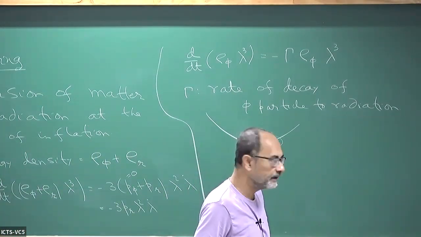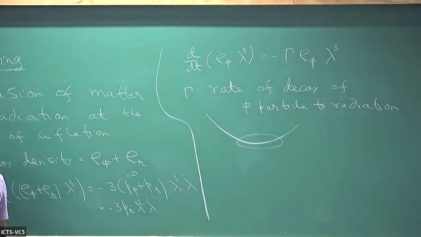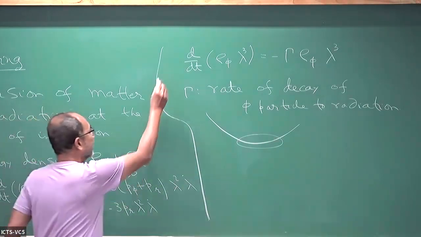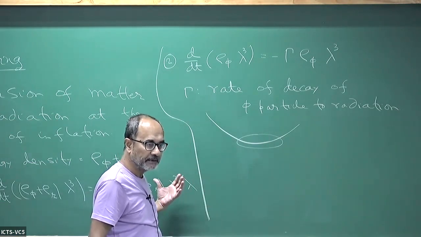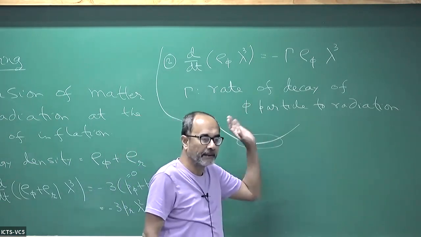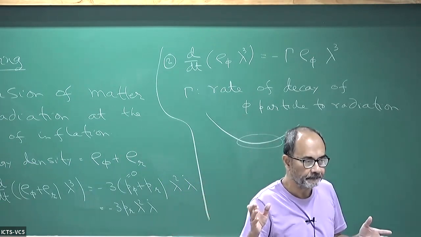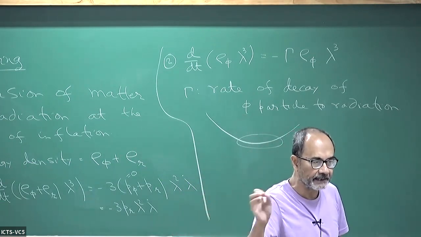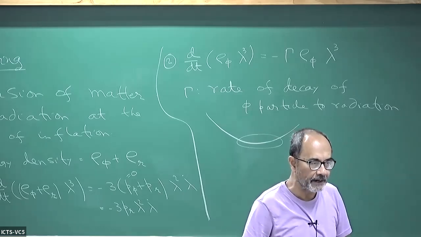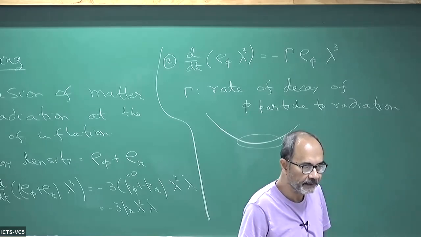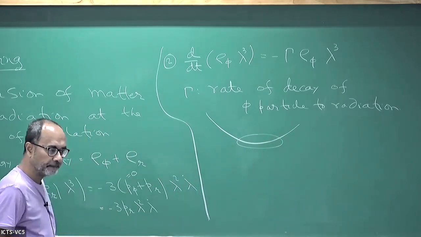No. This is the first equation. This is the second equation. The second equation tells us the total energy conservation. It is telling us how the energy is getting depleted from the phi particle as the phi starts decaying to radiation. The energy content in the phi particle will be depleted. Of course, it will go into the radiation because the total energy is conserved by this.